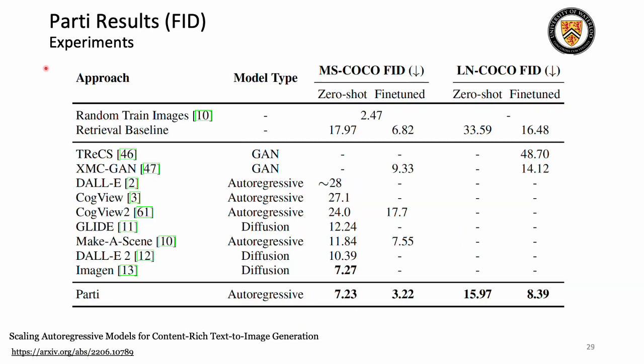Here are the FID score results on zero-shot and fine-tuned MS COCO and Localized Narratives COCO datasets when compared with other state-of-the-art text-to-image models at the time, as well as the retrieval baseline. So the retrieval baseline simply retrieves images from the training dataset based on an alignment score between the text prompt embedding and the image embeddings. As seen, Parti outperforms other state-of-the-art models in terms of both zero-shot and fine-tuned FID scores.